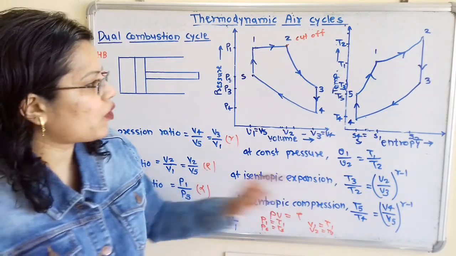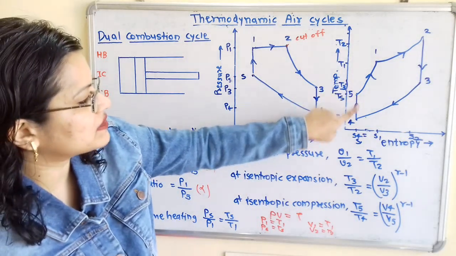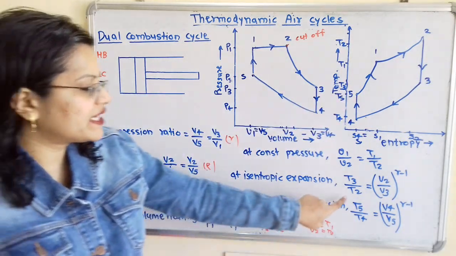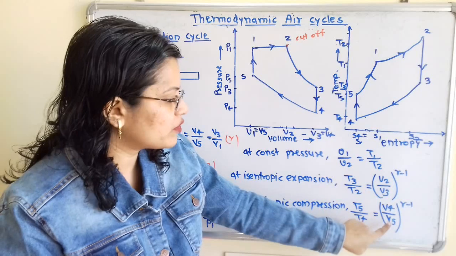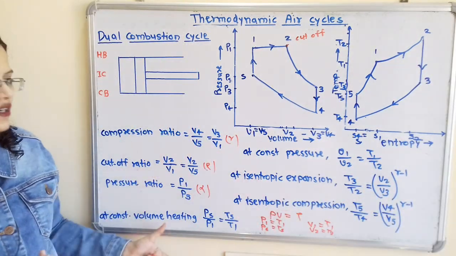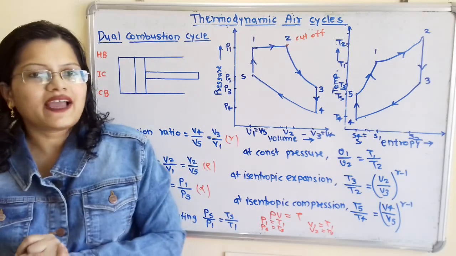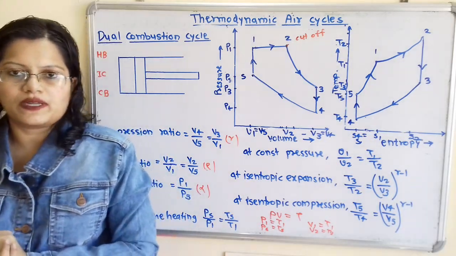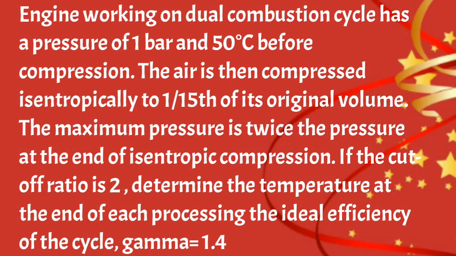Then isentropic compression. So here 4 to 5 is the isentropic compression. So T5 by T4 is equal to V4 by V5 raised to gamma minus 1. So these are the important formulas that we have to use while solving the problems. We will solve one problem.